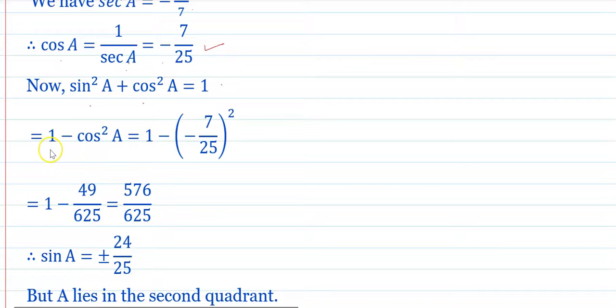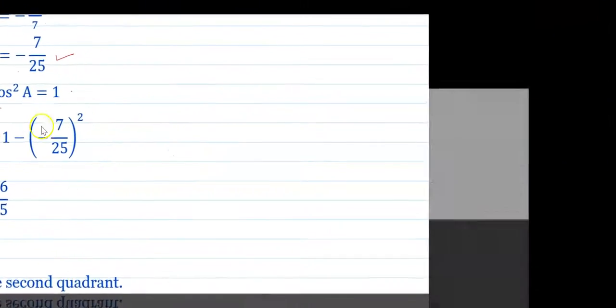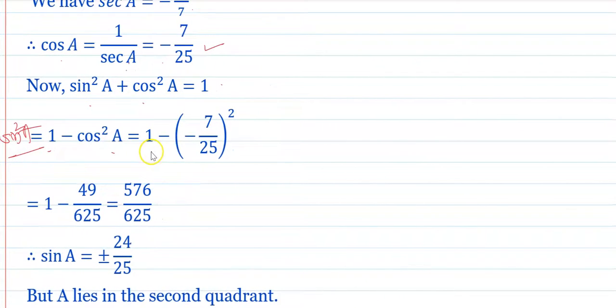Therefore, sin square A is equals to 1 minus cos square A. Therefore, 1 minus in bracket minus 7 upon 25 bracket square. That is 1 minus 49 upon 625. 625 into 1 means 625 minus 49, that is 576 upon 625. We will take the square root. You will get plus or minus 24 upon 25.